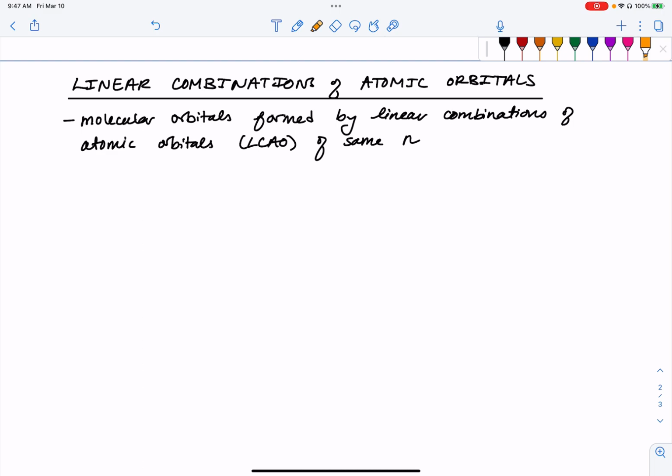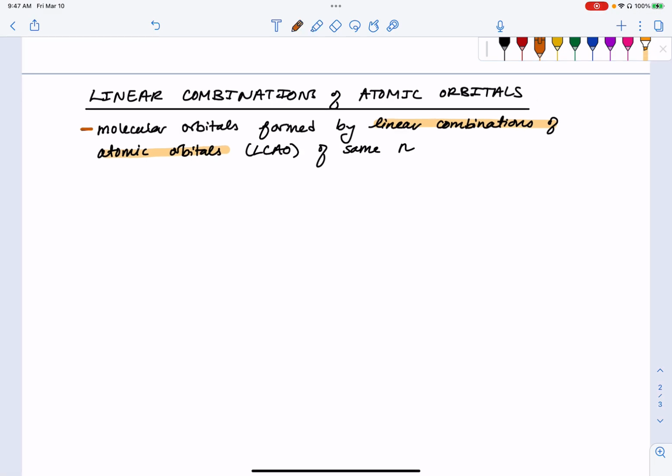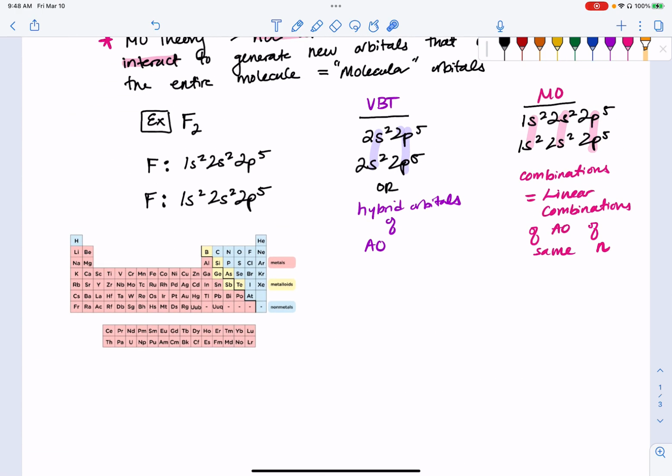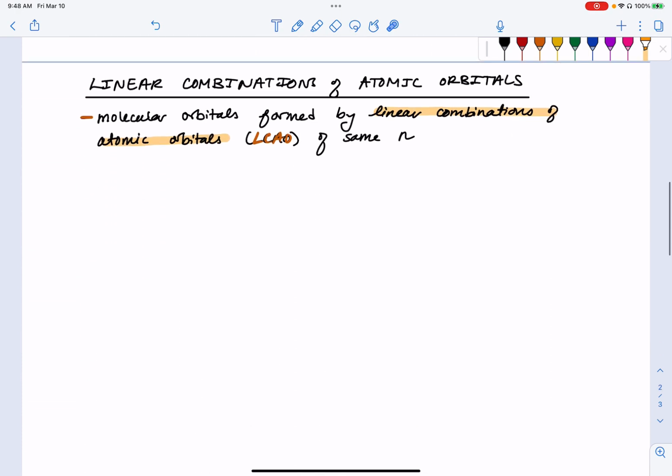Now, those combinations are what we know as linear combinations. So I've made a statement here, which is summarizing what we left off on in our last video, which states that molecular orbitals are formed by linear combinations of atomic orbitals, which I'm going to hereby refer to as the acronym LCAO, specifically linear combinations of atomic orbitals that have the same principal quantum number. So if we go back up here, we would look at a combination of a 1s from one atom with a 1s on another atom, and then the combination resulting from the 2s from one atom interacting with a 2s of another, etc., etc.